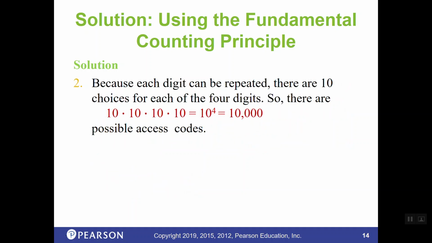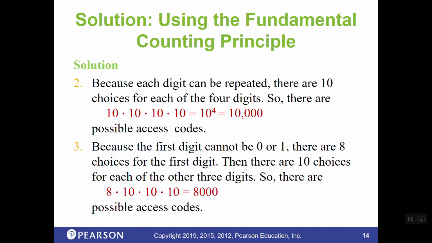The second one, because each digit can be repeated, keyword repeated, there are 10 choices for each of the 4 digits. 10 for the first one, 10 for the second, 10 for the third, 10 for the fourth. Therefore, 10 times 10 times 10 times 10 is 10 to the 4th power, or you can go straight to 10,000 possible access codes.